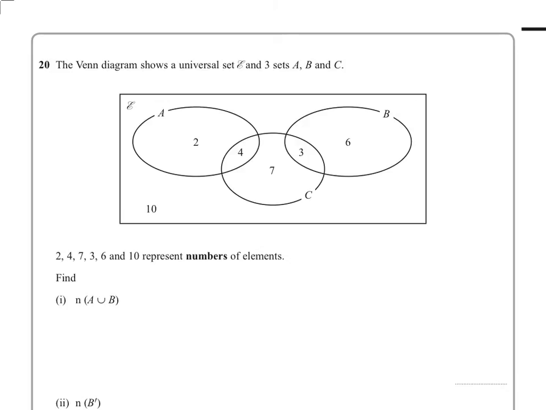So in question 20, part 1, find n, which means the number of members in the set A or B, alternatively said as A union B. Now, in our Venn diagram, the numbers represent the number of elements. So we have 6 elements in A, 2 plus 4 is 6. And in B we have 9 elements. So in A or B we have 9 plus 6, 15 elements in total.